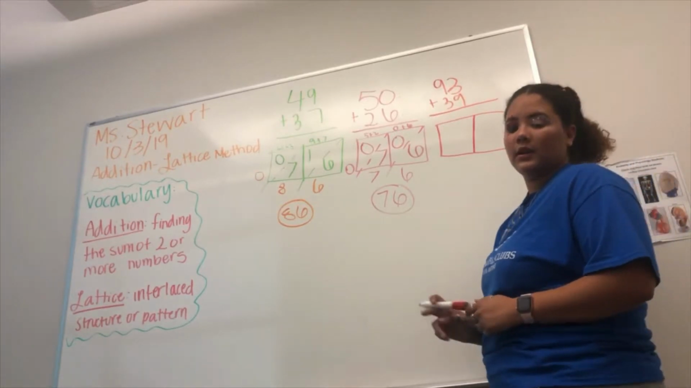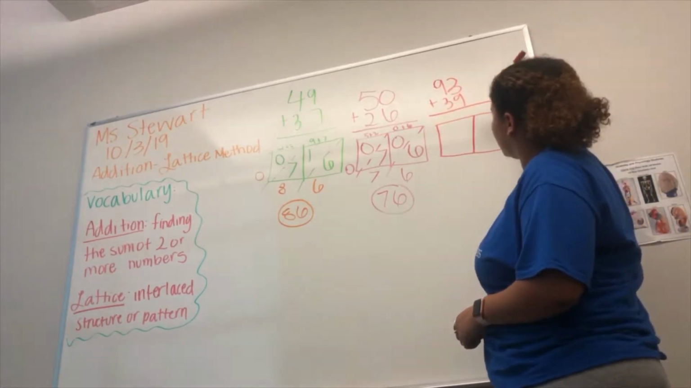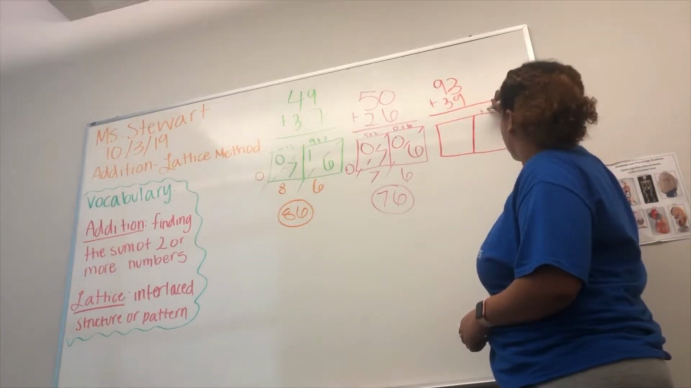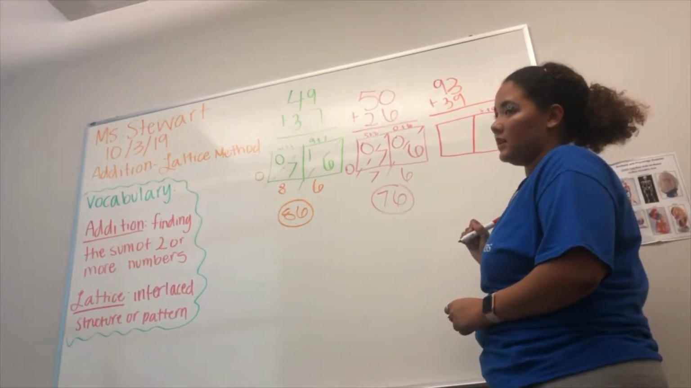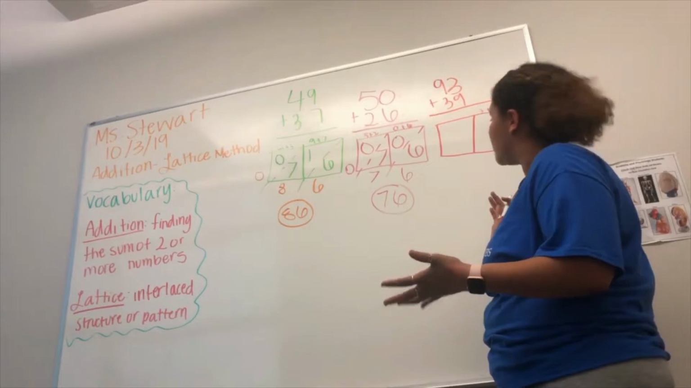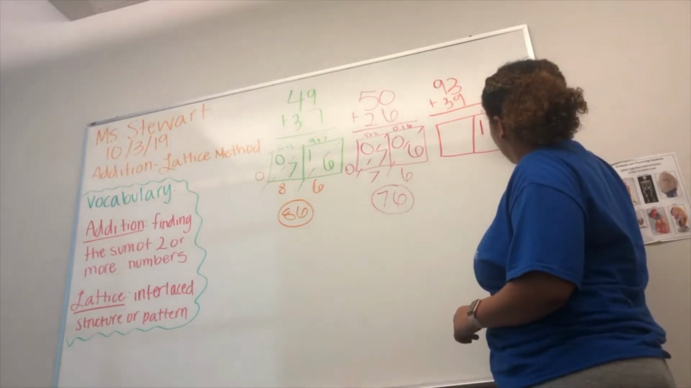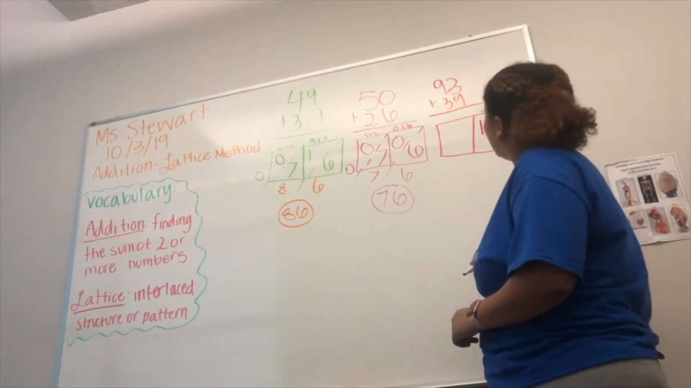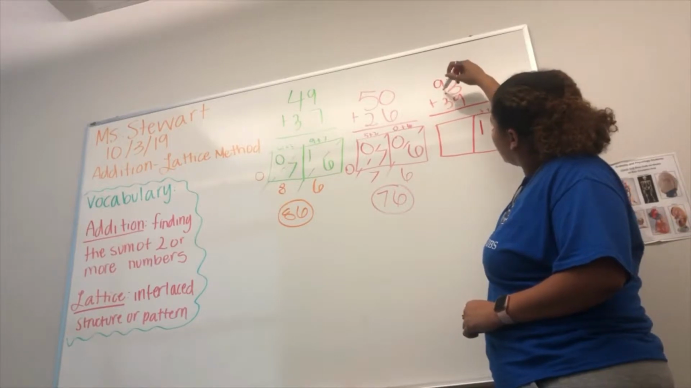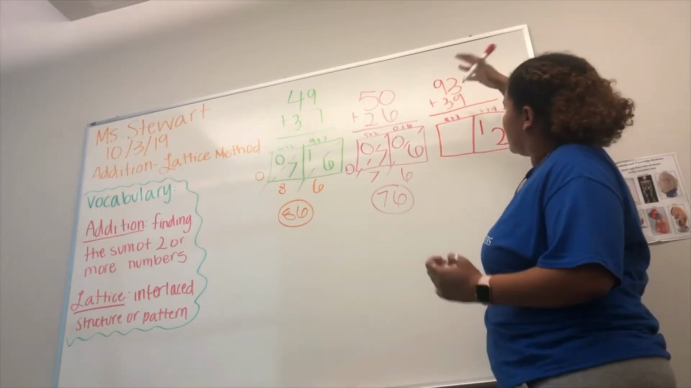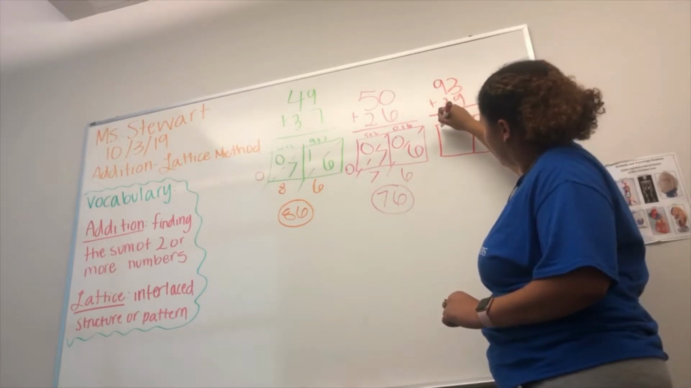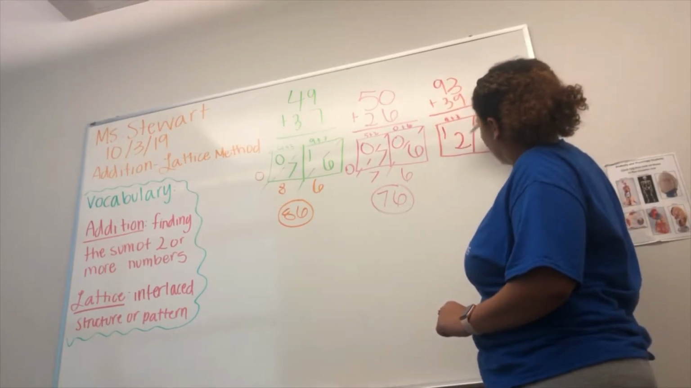And then we're gonna add the ones place, so 3 plus 9. So that's gonna go here, 3 plus 9. And 3 plus 9 is 12. So 1, 2. And then the other one is 9 plus 3, which is the same as 3 plus 9. So that's gonna go here, 1 plus 2.